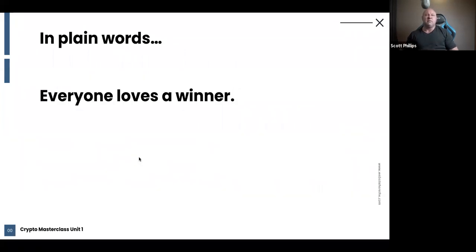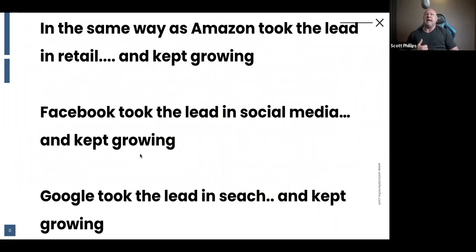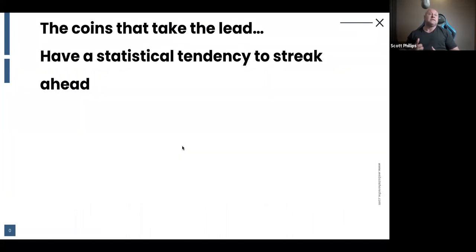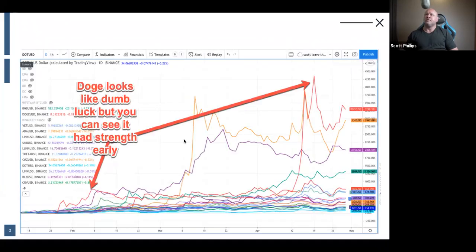So what is momentum? Momentum is the idea that everyone loves a winner. The same way that Amazon took the lead in retail and then kept growing, and Facebook took the lead in social media and kept growing, and Google took the lead in search and kept growing, you know, in the winner take all economy, which I think we'd all agree that we have a winner take all economy right now. Who would have fucking thought that the winners would actually take everything? Like, that's the way it's worked out. Winners just keep winning. So the coins that take the lead have a statistical tendency to streak ahead, at least for a time.